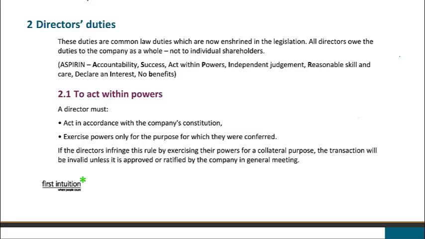Hello, welcome back. So we've looked at the rules about the appointment of directors. We now need to have a look at the director's duties.